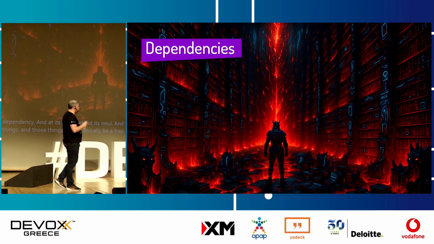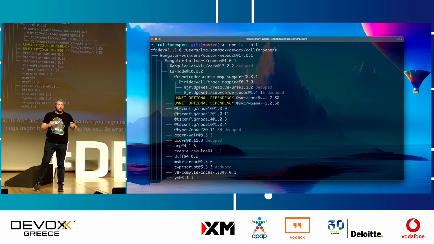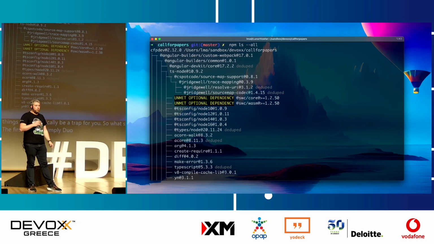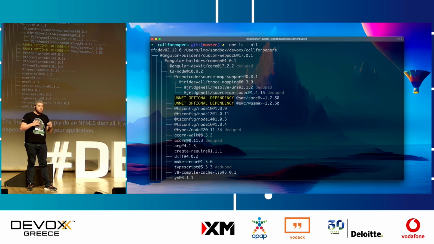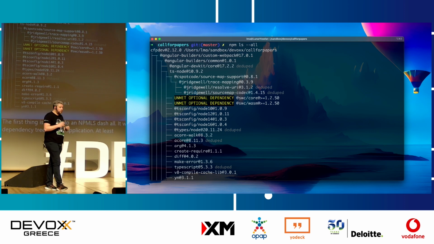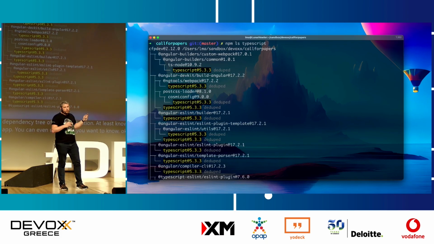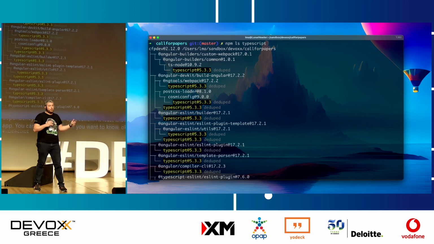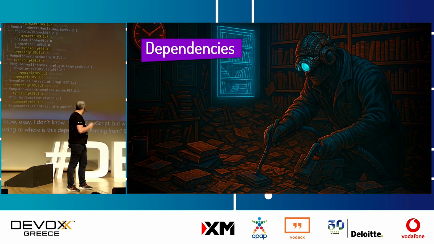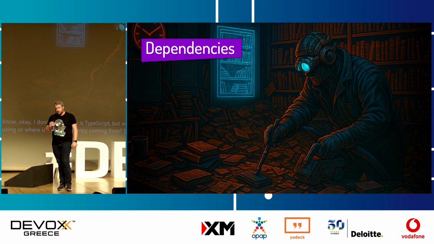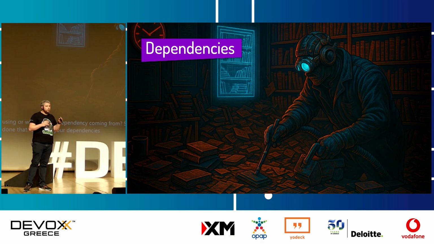So what should you do in that case? The first thing is simply do an npm ls --all. It will give you the full dependency tree of your application. At least now you know what's in your app. You can even use that if you want to know, okay, here it's TypeScript, but what version of TypeScript am I using, or where is this dependency coming from? So that's useful.